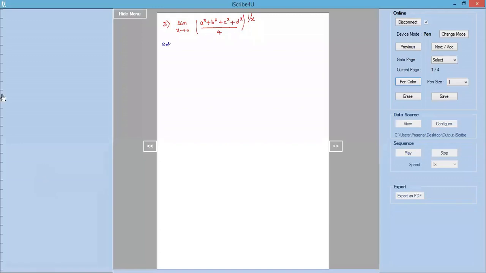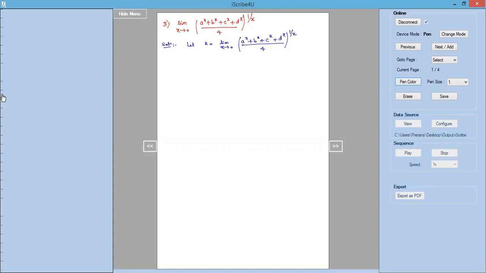So very firstly, we'll call the given limit as k. Let us assume k is equal to limit as x tends to 0, a power x plus b power x plus c power x plus d power x, the whole divided by 4, the whole power 1 by x. Now we take log on both sides to get rid of the power form of the question. Before that, let us check of what indeterminate form it is.